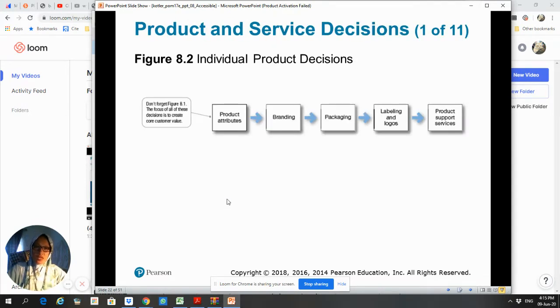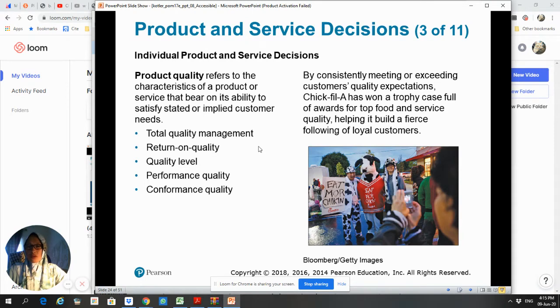Product attributes, branding, packaging, labeling, logos, and product support services. Product quality, yeah, different people will have different preferences, right? Rambut sama hitam, hati lain-lain, cita rasa lain-lain. The product quality refers to the characteristics of a product or service that bear on its ability to satisfy stated or implied customer needs. What we want will be satisfied. We buy an iPhone, then we are satisfied with the functions of the iPhone. We can make a call, whatever basic function, that needs.